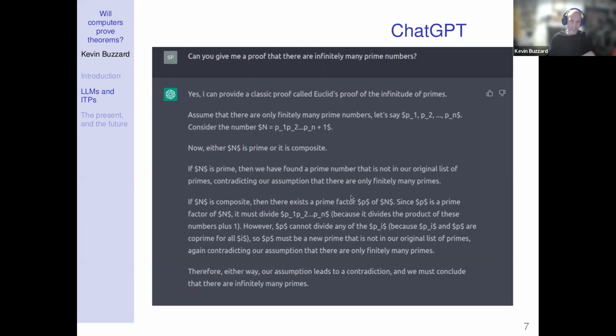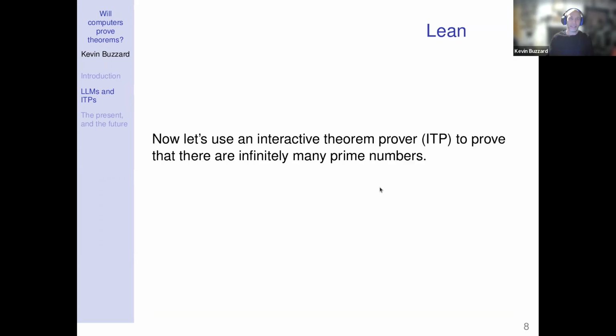That's sort of nonsense, but it's sort of mostly right. And if you're reading it quickly because you've got a lot of scripts to mark, you might give it 10 out of 10. So there's quite a good effort at proving that there's infinitely many prime numbers. Certainly, it's the right technique, it's the right strategy. So there you go. There's large language models. And now let's use an interactive theorem prover. Let me show you a completely different way of showing you that there's infinitely many prime numbers.